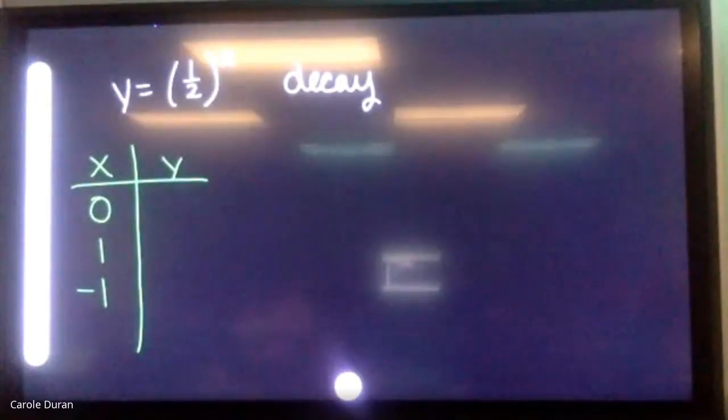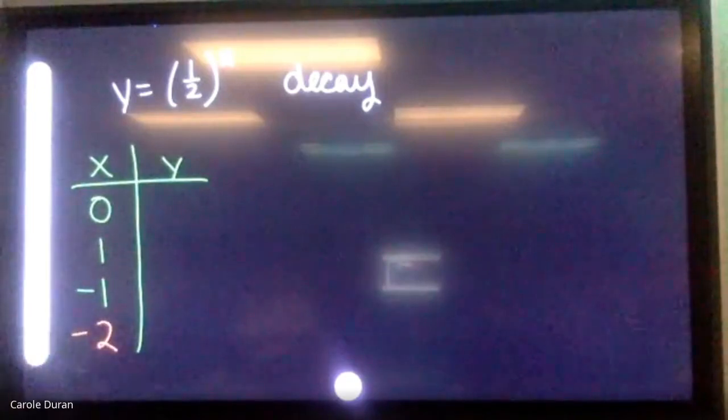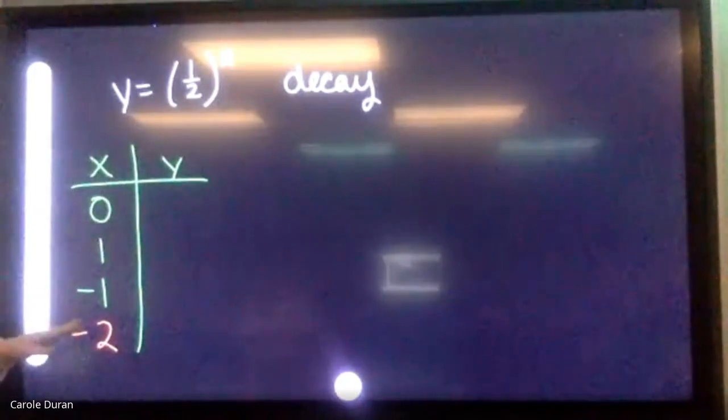So what's another negative number I could plug in here? Negative 2, that's a good one. Be careful you don't pick one that's too far away from 0, because if you plug in like negative 5, there's no guarantee it's going to fit on your graph. So we like to stay pretty close to home here. Yeah, it's very similar to parabolas, yes.